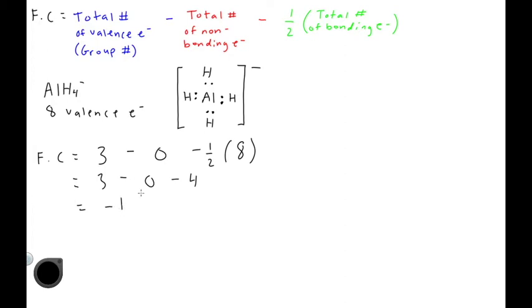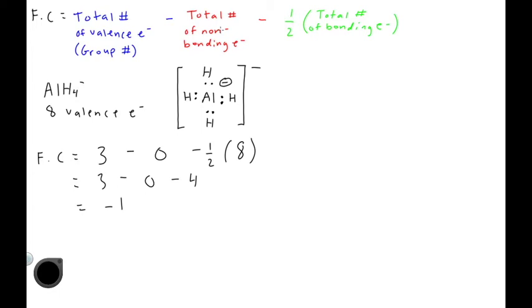So the formal charge of the aluminum atom in aluminide is -1, which we will indicate with a negative sign next to the aluminum. Right, so let's go ahead and add that negative sign up here. Right, this indicates that the aluminum atom has a formal charge of -1.